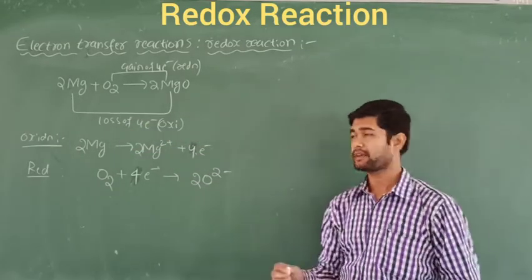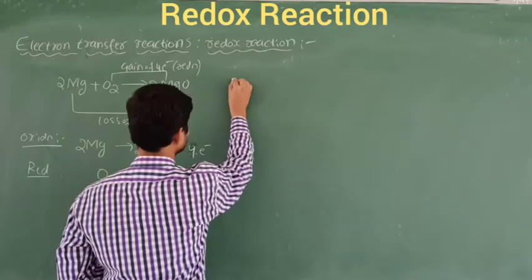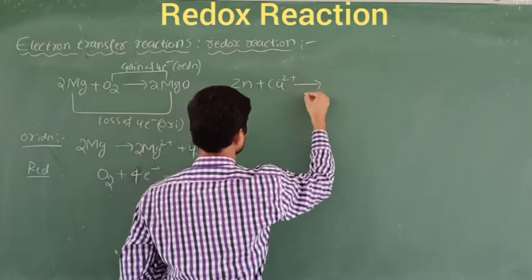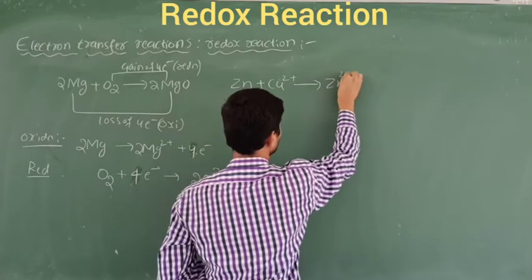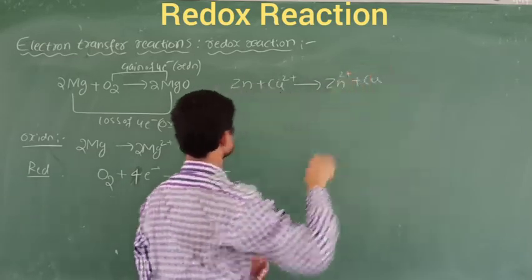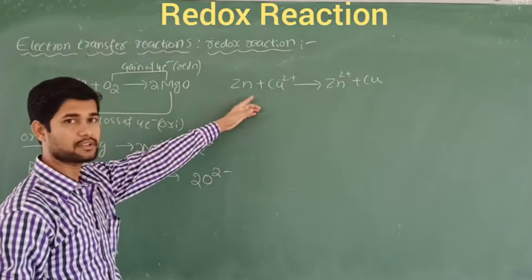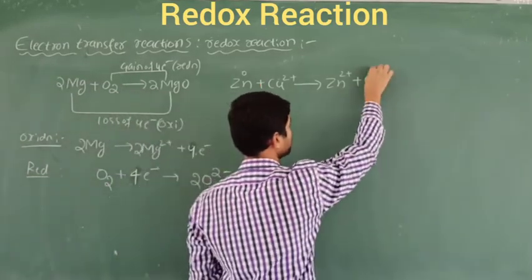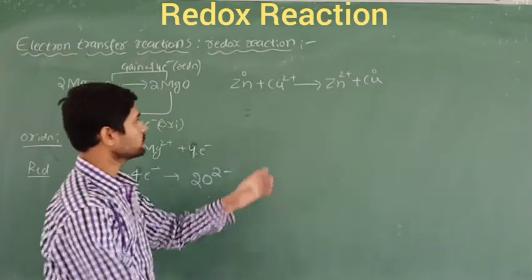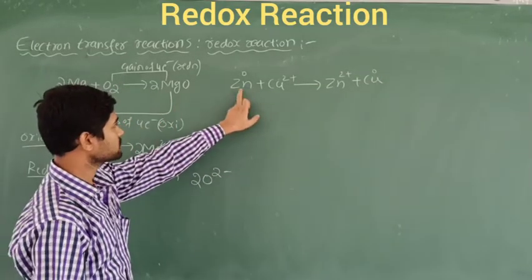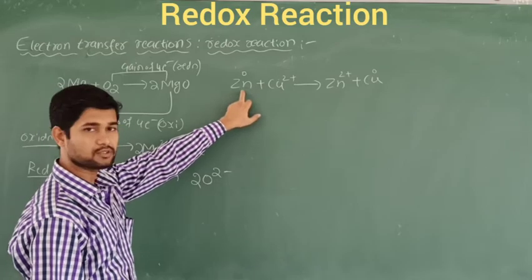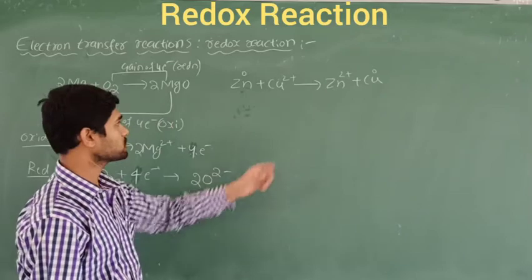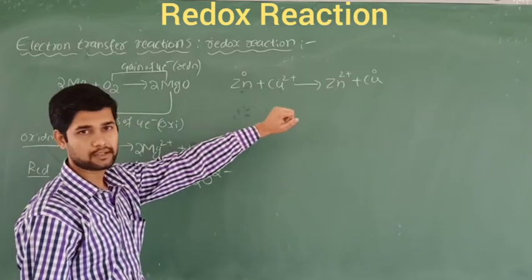Let's take another simple example here. Zn plus Cu2+ becomes Zn2+ and Cu. If I write it like this, zinc's oxidation state is 0 here. Copper also becomes 0 here, right? Now what happens here? Zinc is in 0, so this zinc loses 2 electrons, and this copper gets 2 electrons here.